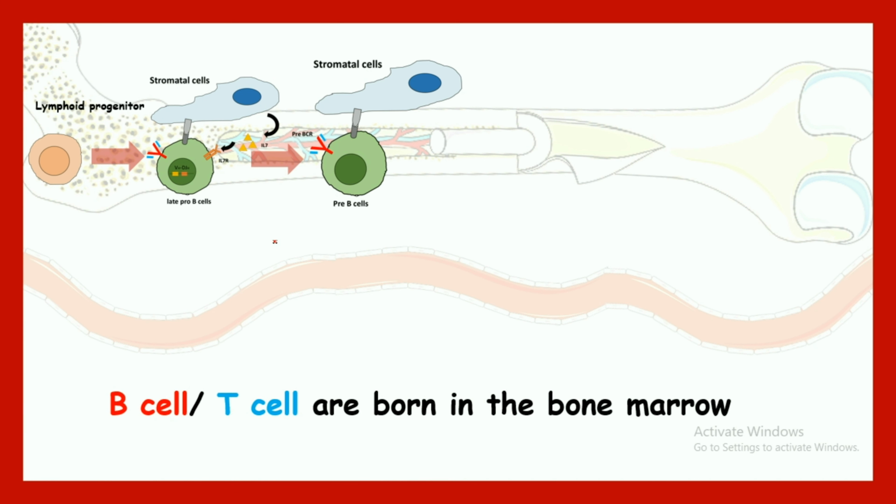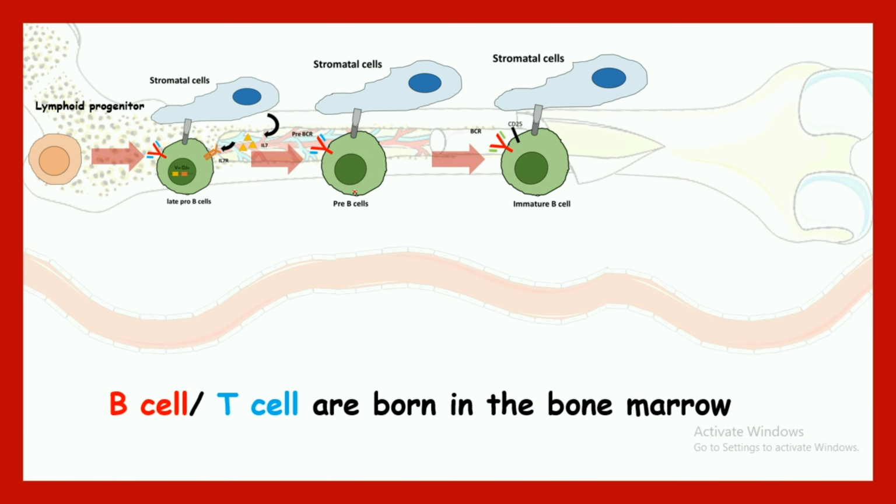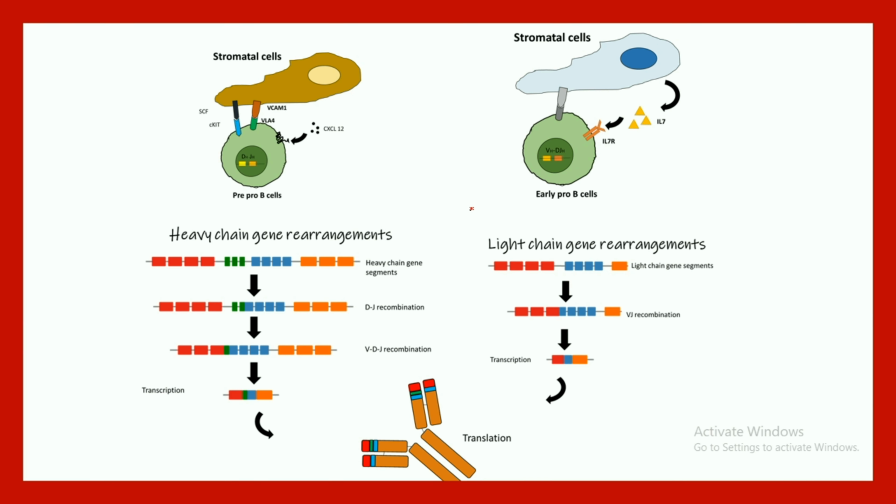These pro-B cells eventually become pre-B cells and immature B cells. Now in this pre and pro-B cell stage, the gene rearrangement also takes place. In the immature state, they are secreted into the bloodstream, from where they can move into the secondary lymphoid organs such as lymph node.